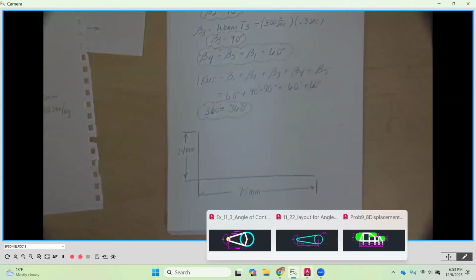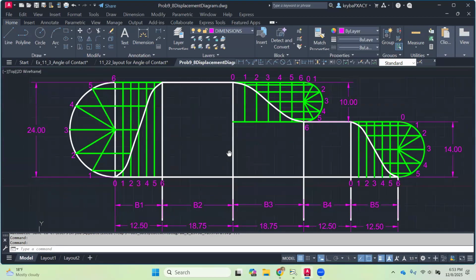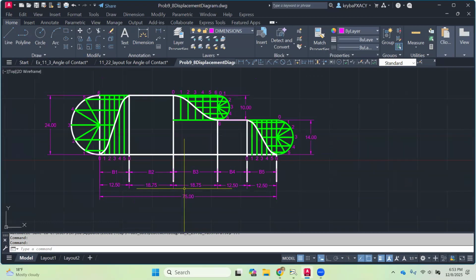So I'm going to go over to AutoCAD now. You do not need to draw this. Okay. You don't need to draw this. I'm just showing you the process. So my displacement diagram, you're going to notice that my height here is 24 millimeters. I drew this in metric. My length is 75 millimeters.